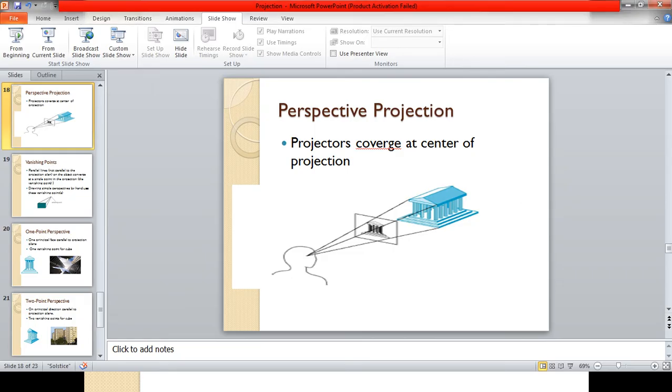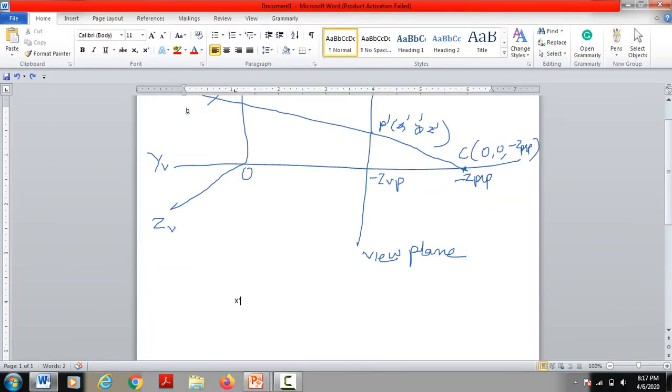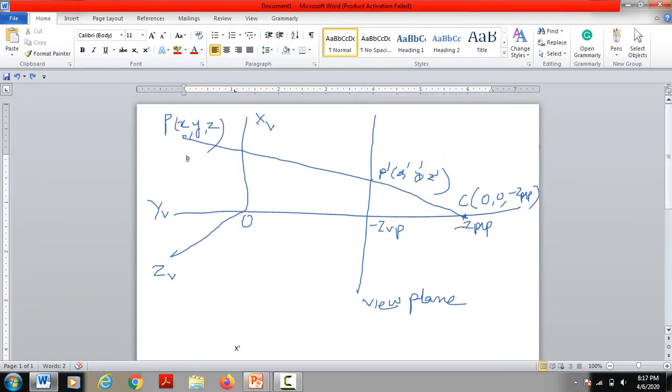So now let's discuss the mathematical description of the perspective projection. Before that, I forgot to discuss one more important characteristic of perspective projection, that is perspective foreshortening. This is another characteristic of projection, an illusion that objects appear smaller as their distance from the projection reference point increases.